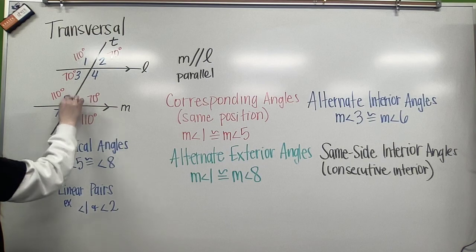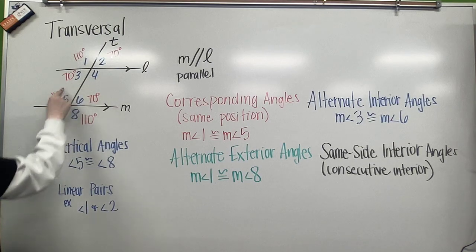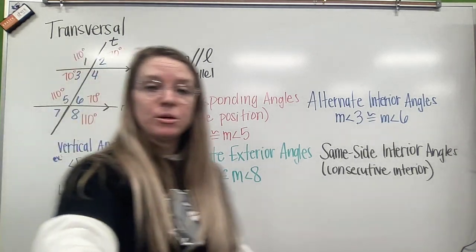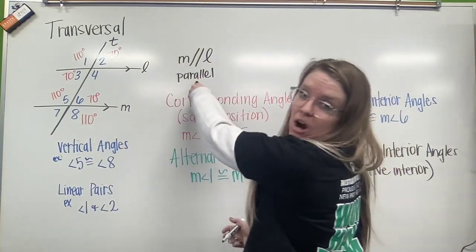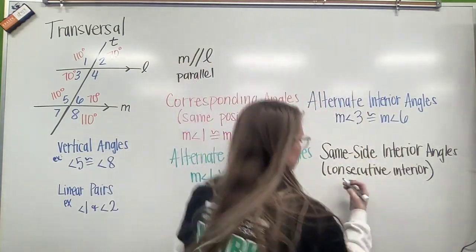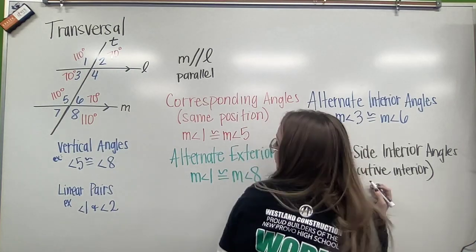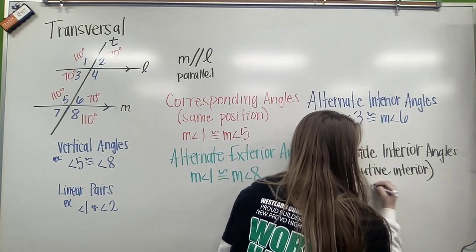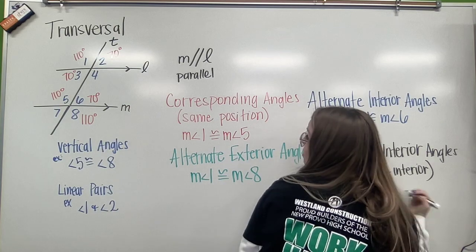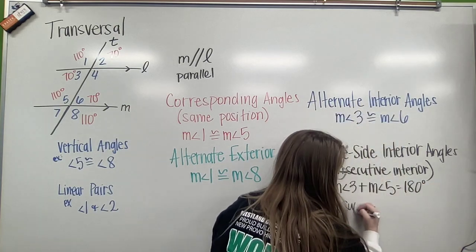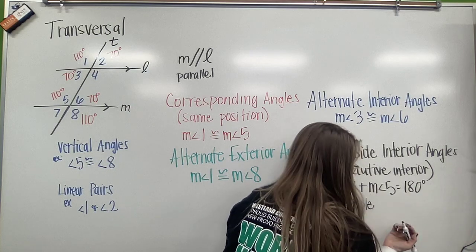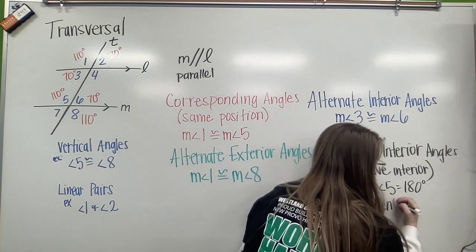And what do we notice about 3 and 5? They are supplementary. They add up to 180 degrees. And that's because our lines are parallel. So the measure of angle 3 plus the measure of angle 5 equals 180 degrees. These are supplementary.